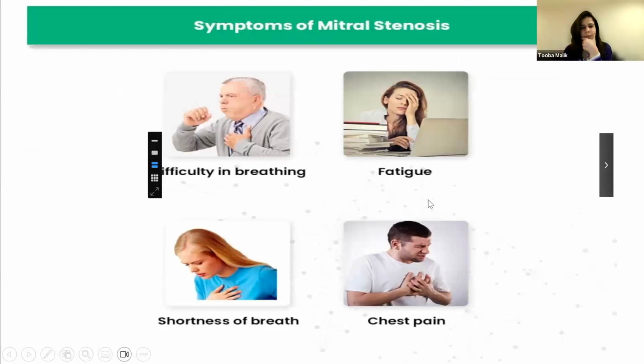Right. So as you can see here, breathlessness is the first presenting symptom. You can feel very tired and fatigued, shortness of breath, chest pain, reduced exercise tolerance. So all these, and then other complications like strokes, they can develop as well.